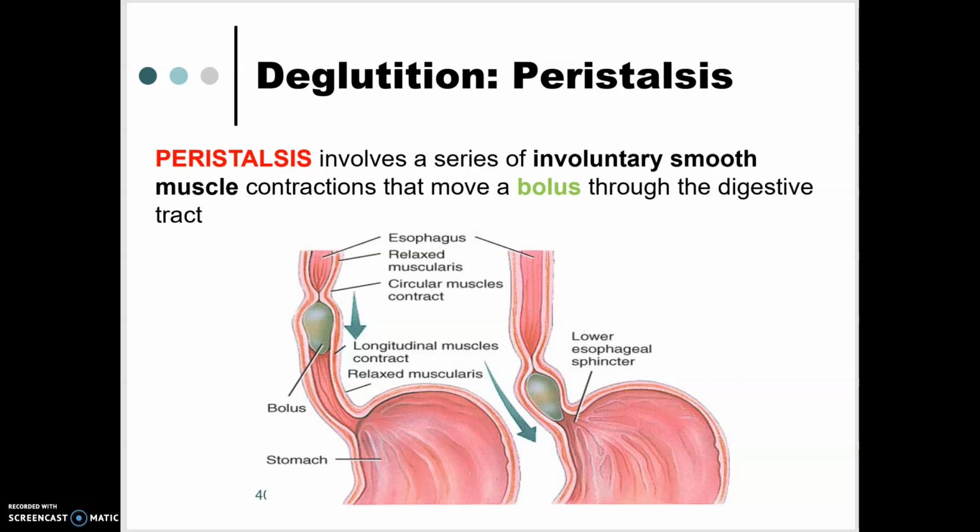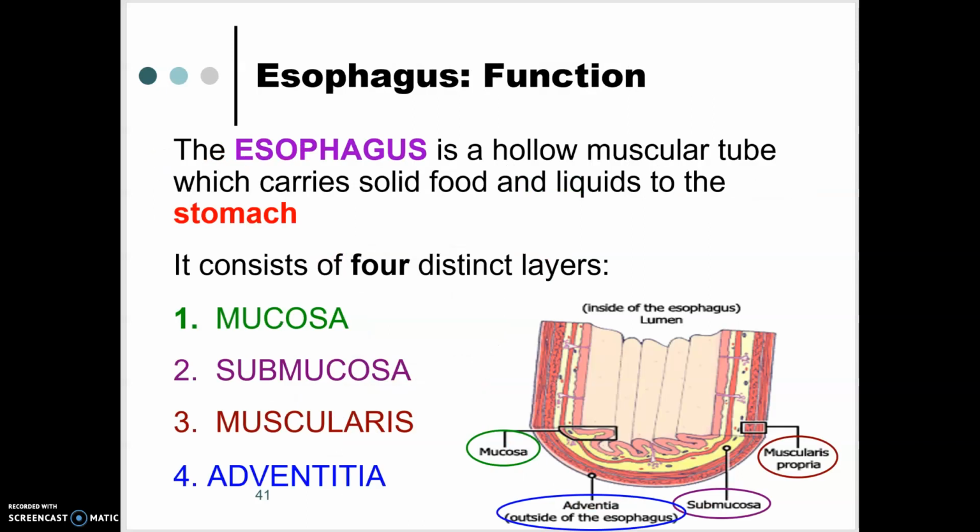Hey guys, let's keep going talking about the digestive system. The last day we ended off talking about deglutition, and then we ended off talking about peristalsis, which is the rhythmic movement of muscles that push food through our digestive system. In this video, what we'll talk about is the anatomy of the esophagus and the stomach.